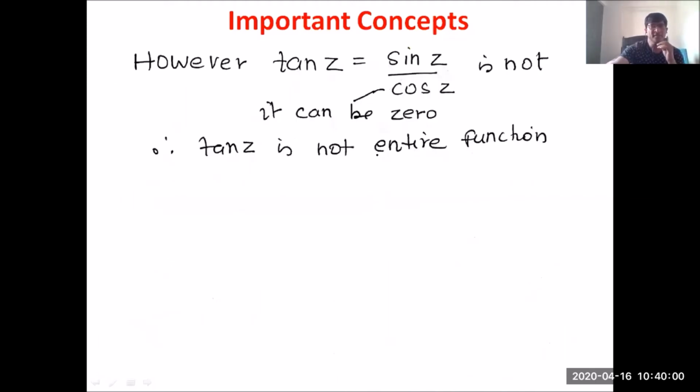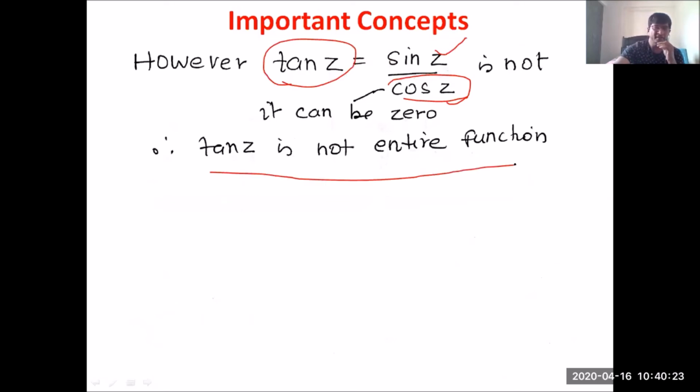Let us take a few important examples. In the case of tan z, which is defined as sin z by cos z, this is not differentiable at every point, because cos z can equal 0, and therefore this would become infinity, and so tan z is not differentiable at that point. Therefore we can say that tan z is not an entire function, and it is not an analytic function.